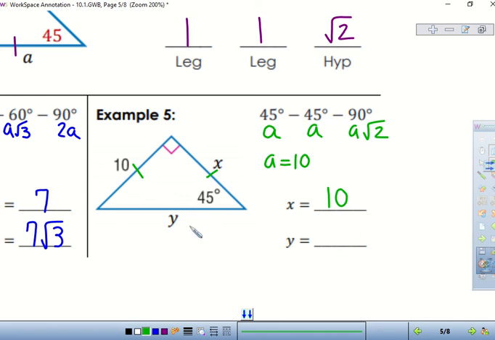Now we have the information necessary to find Y, right? Y is what? 10 radical 2. So is everybody good with those procedures?